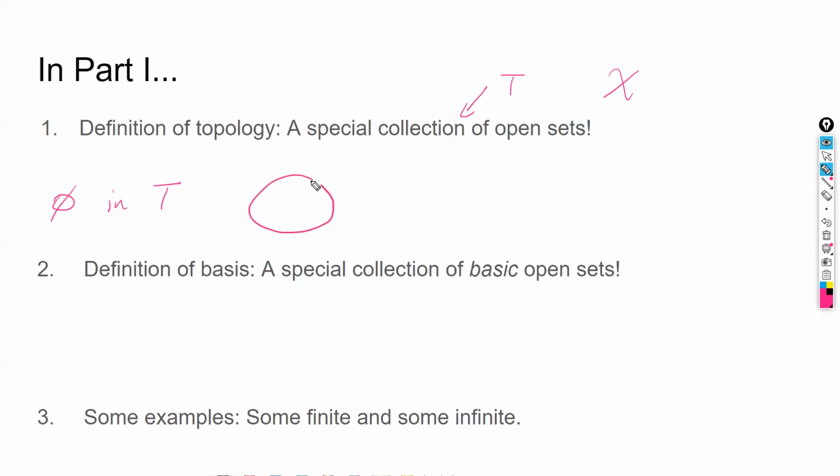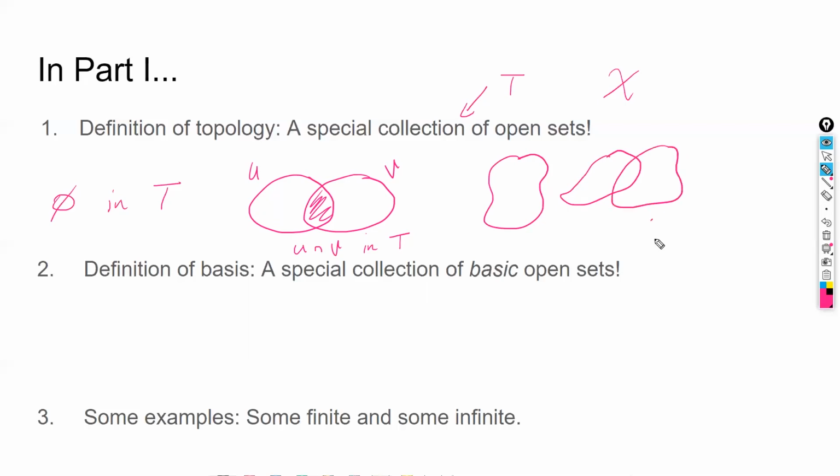And such that if you're given 2 open sets in T, say U and V, then their intersection, denoted with this little cap, is also in T. And thirdly, if we're given a bunch of blobs, here are my weird blob-looking things, and these are all open sets in T, then their union, which is just the points contained in all of these blobs, is also in T.